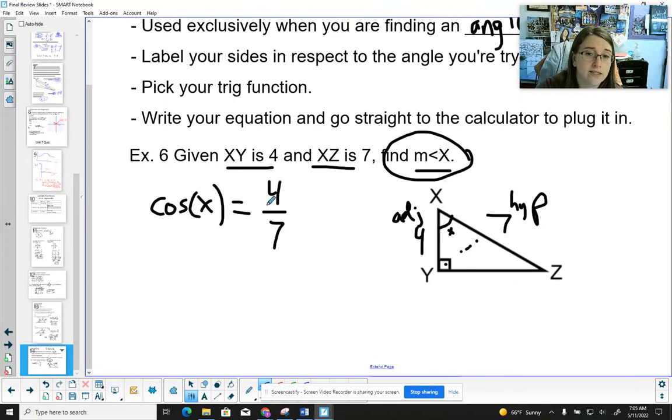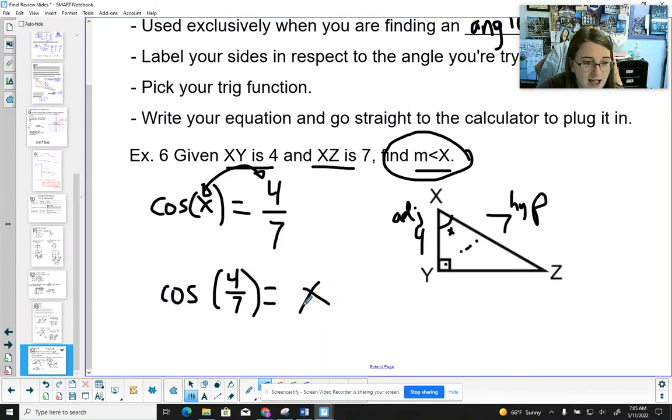This is typically how we see regular trig. But remember, the reason we call it inverse is these guys switch places. That's the definition of an inverse. So I can make these guys switch places. 4/7 equals x. Hey, x is by itself. We know that's good. How we switch places, though, is we have to use an inverse trig function. You need that little -1.